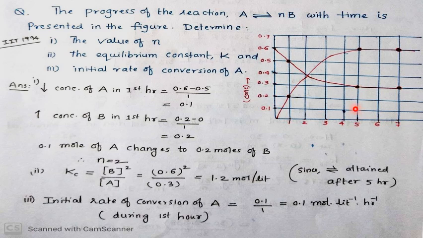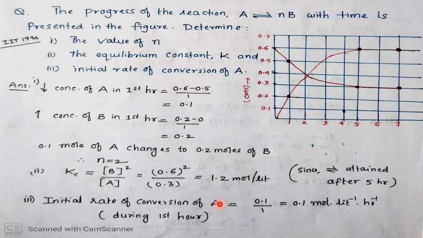So we have to check the values after 5 hours. At 5 hours, what is the value of B here? 0.6. B value how much? 0.6. What about the A value? This is the A value, 0.3. Just substitute. Now Kc equal to 1.2 mole per liter.